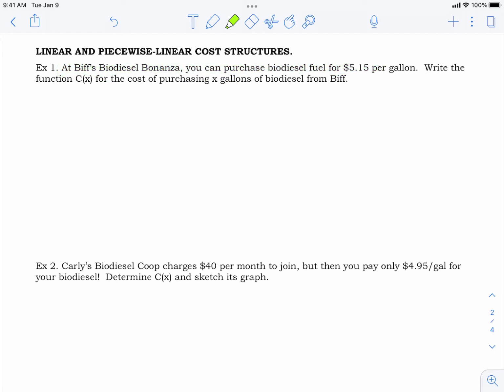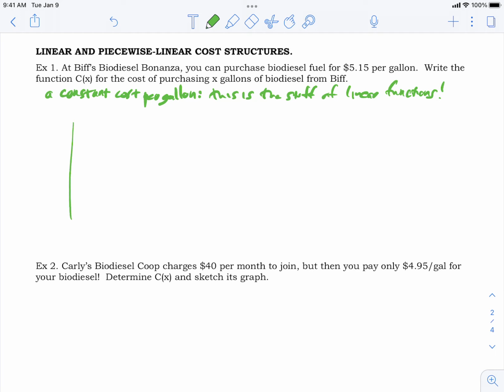We're starting with the simpler example, of course. Write the function C of x. C stands for cost: the cost of purchasing x gallons of biodiesel from Biff. Now, how should I say this? I'm going to write this down: a constant cost per gallon. That's what characterizes this situation. This is the stuff of linear functions. When something costs this much each, that is a perfect linear function.